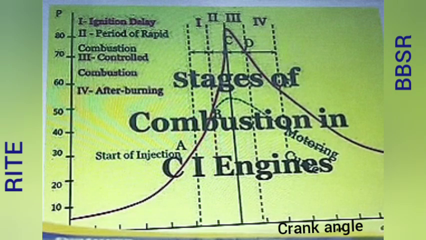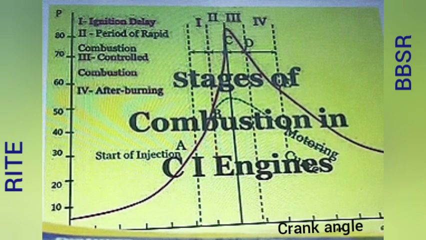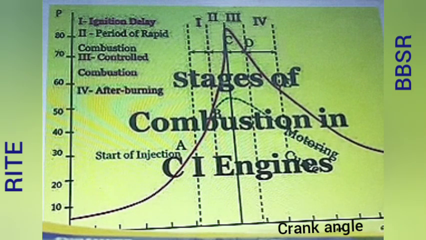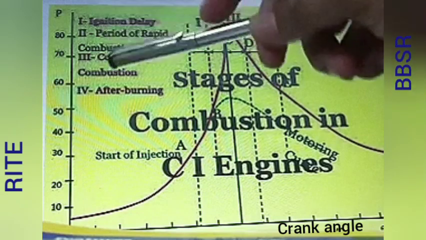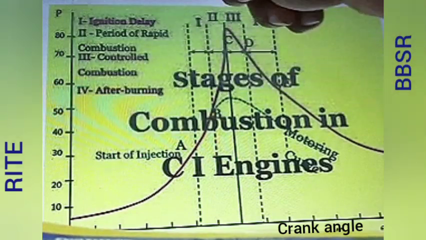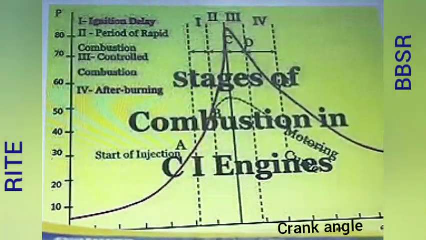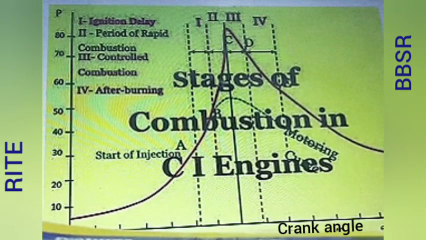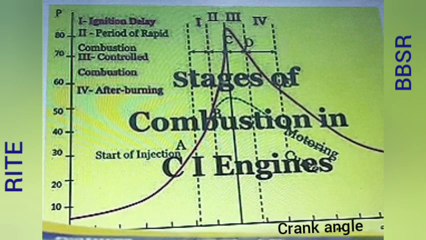So today we'll discuss the stages of combustion in compression ignition engines. The stages of combustion in a compression ignition engine are represented with the help of the pressure and crank angle diagram, as has been done in the case of spark ignition or SI engine. And the combustion taking place in a compression ignition engine is divided into four parts.